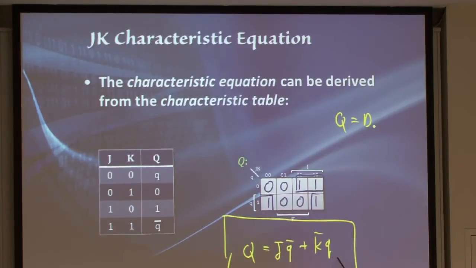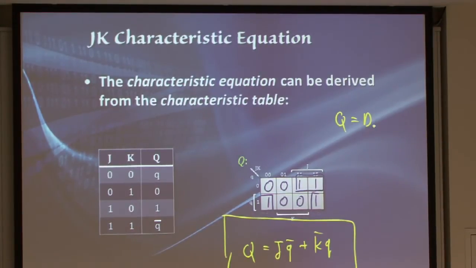Now this is actually a very important equation to remember because from here you can derive pretty much everything. I think it's fairly easy to remember, especially once you start working with JK flip-flops because you use this equation all the time. If something happened and you forgot the equation, you can always derive it back from the table just like I've done now. Usually you won't have to do that.